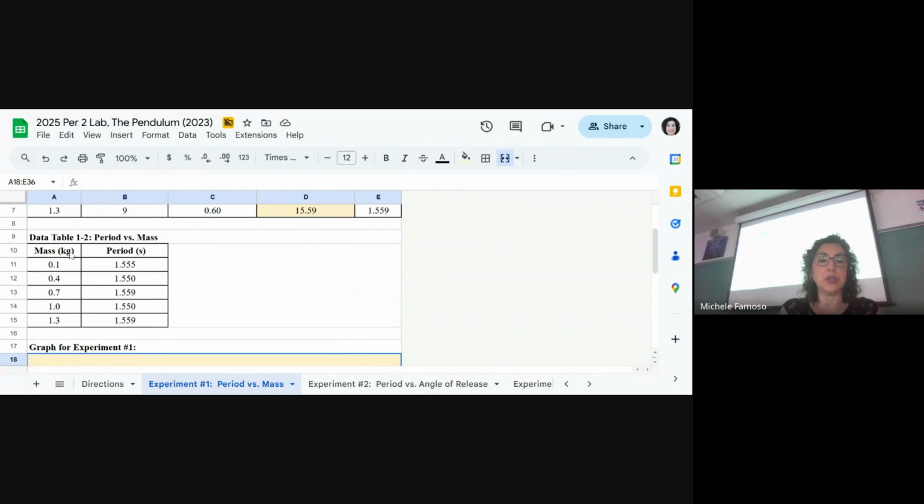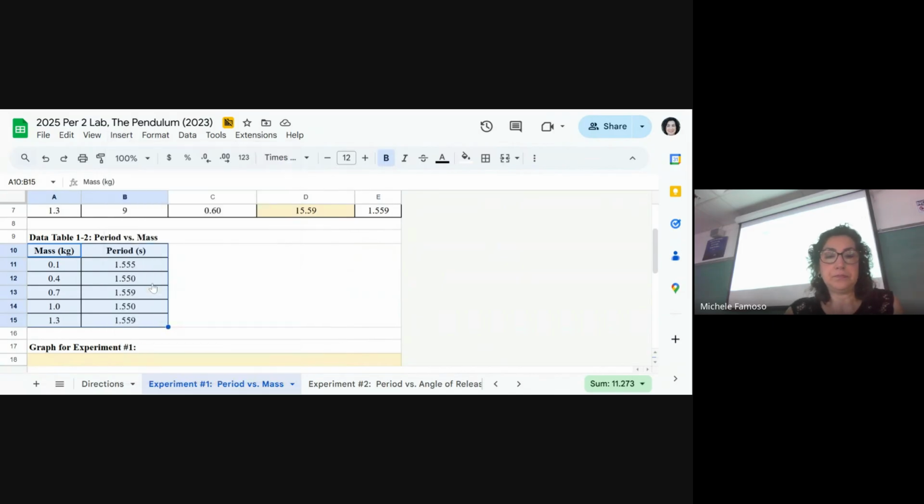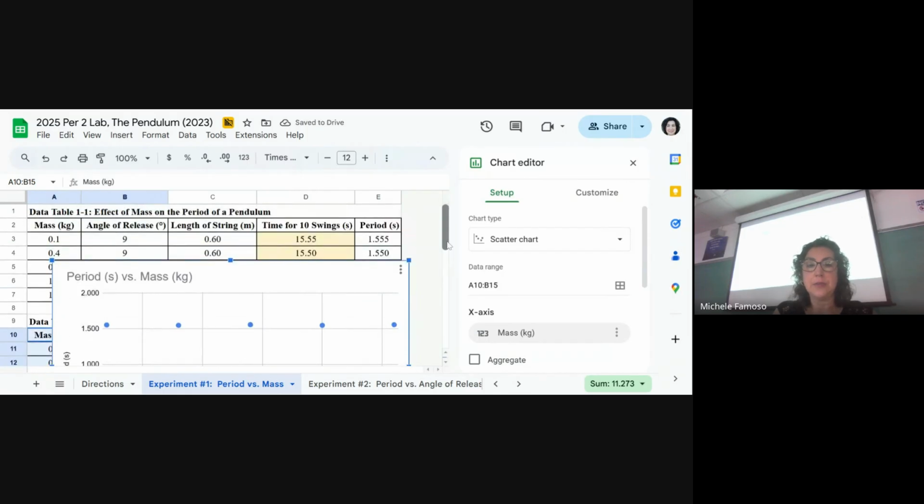So please all put your cursor in cell A10. Hold down your shift key, right arrow over to cell B10, and then right arrow down until you get to cell B15. So now in your name box here, you should have A10 colon B15. Everybody good? Okay, go to the insert chart menu. And this is the graph it gives us, which is not complete. Okay, we have a lot of changes to make.